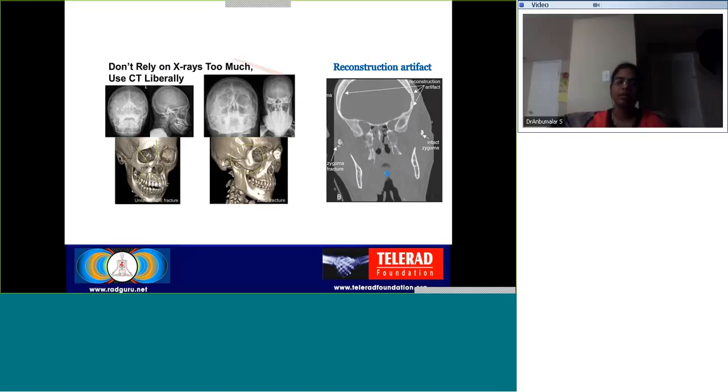Since in facial X-rays nearly 1/3 of the X-rays are false negative, we have to rely on the CT. But in CT, we have one artifact called the reconstruction artifact. This arises during the reconstruction process, especially seen in the coronal and the sagittal images. If we know how to eliminate this, then we can easily diagnose the fractures.